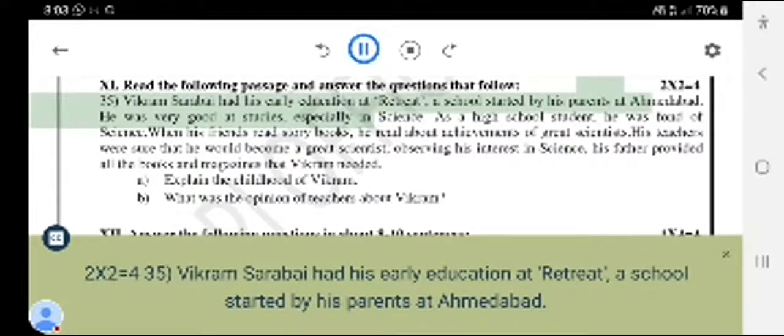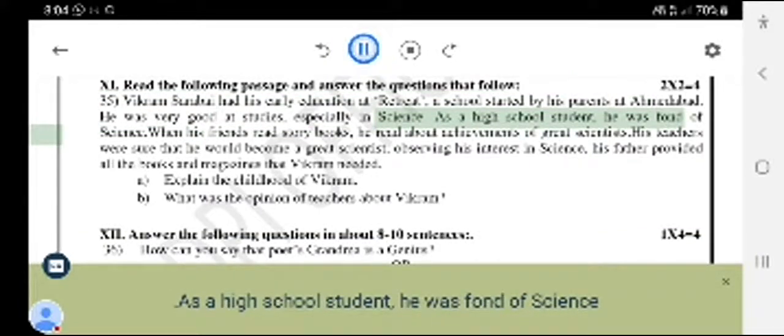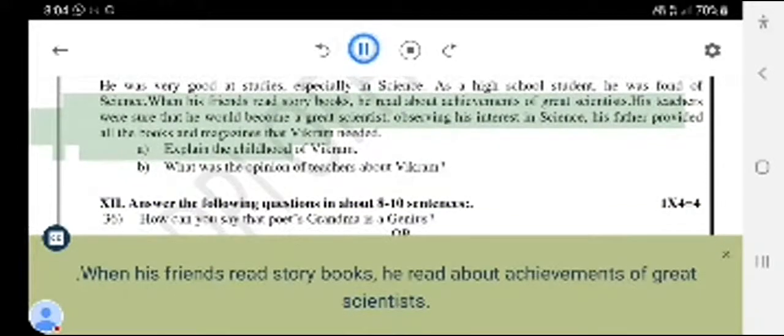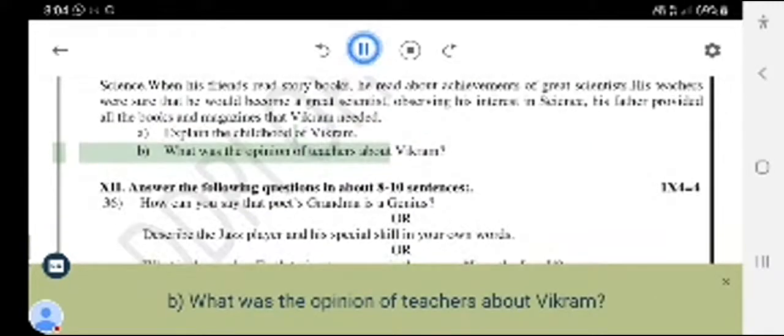2x2 equals 4. 35. Vikram Sarabhai had his early education at Retreat, a school started by his parents at Ahmedabad. He was very good at studies, especially in science. As a high school student, he was fond of science. When his friends read story books, he read about achievements of great scientists. His teachers were sure that he would become a great scientist. Observing his interest in science, his father provided all the books and magazines that Vikram needed. A. Explain the childhood of Vikram. B. What was the opinion of teachers about Vikram?